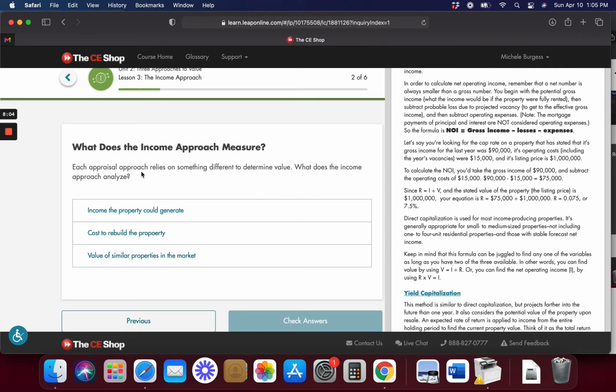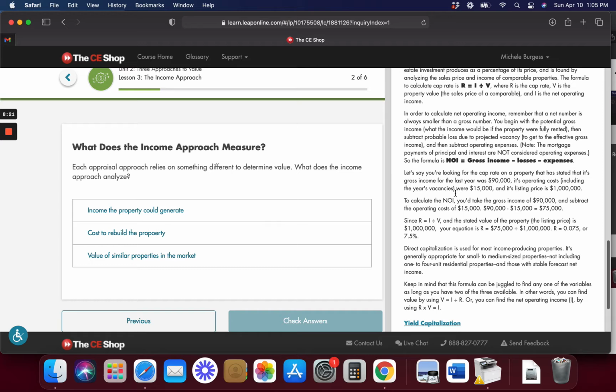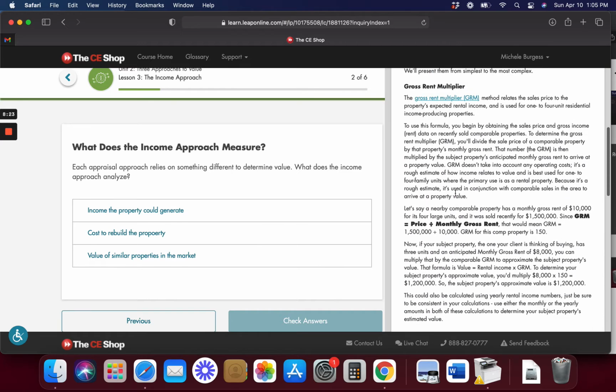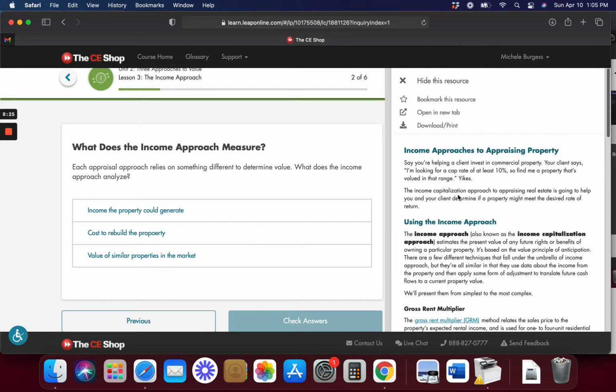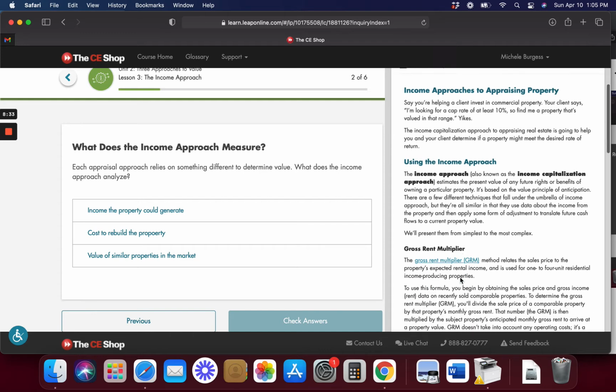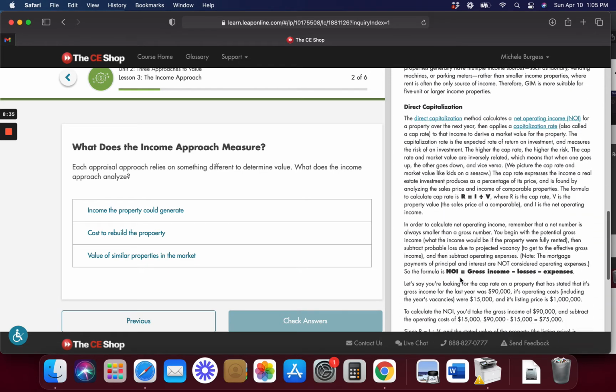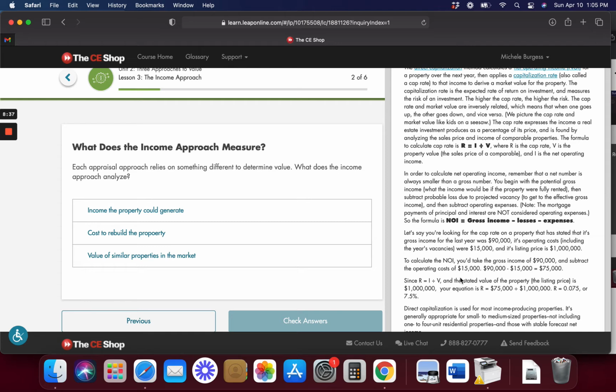All right, each appraisal approach relies on something different to determine value. What does the income approach analyze? Now, this could be something like a similar property, but some of these major math quotients and formulas, don't let it intimidate you because this is pretty in-depth. And I could definitely see this being on a commercial real estate exam. If you're going for your commercial real estate test, these are the kinds of questions you will have on there because it's pretty intense from what I understand.